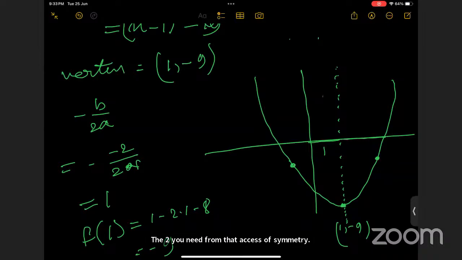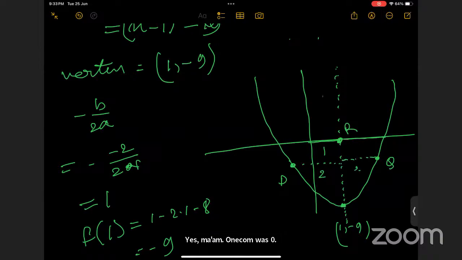So R is the point of intersection of the axis of symmetry and the x-axis. That means this point is R, right? Yes, ma'am. This is (1, 0). This is some point Q, and we have this distance is 2. This distance is also 2.